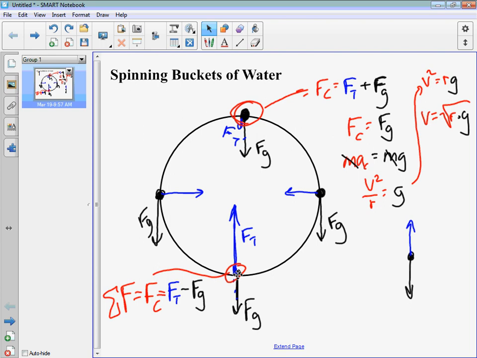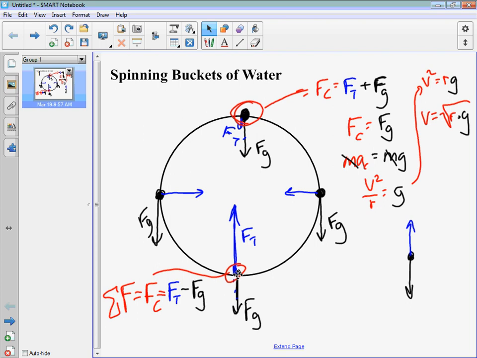Okay? Now, you say, but what about when we were going faster? That was so cool. Water was flying all over the place. Woo! Okay? Well, then it's no longer the gravitational force equals the centripetal force. Then it's the gravitational force adding in with the tension force equals the centripetal force. So that's why we're going faster.